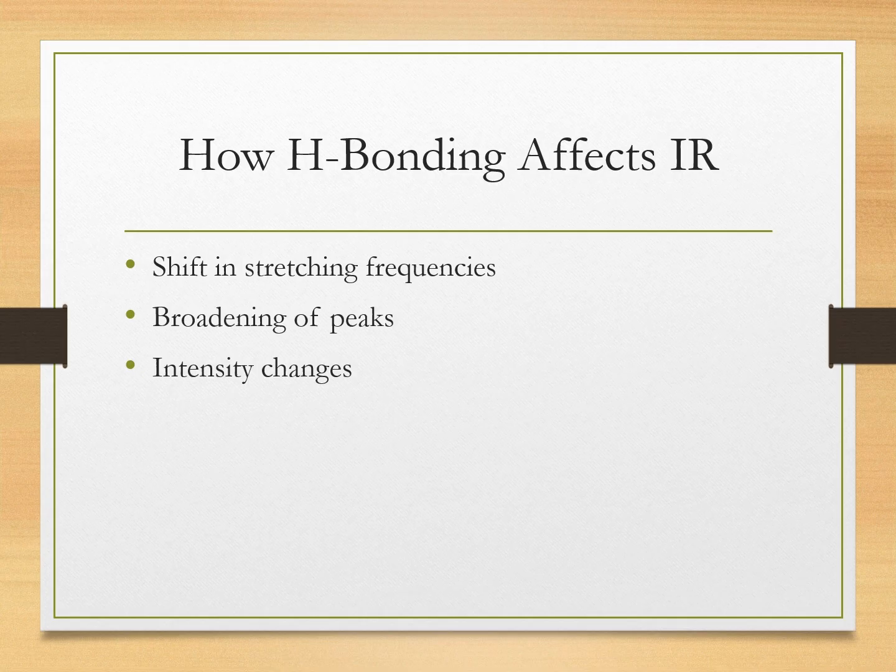How hydrogen bonding affects the IR spectrum. Hydrogen bonding affects IR spectra in three major ways. One is frequency shift. The stretching vibration of hydroxyl or amino group moves to lower wave number. So it will affect the spectra.